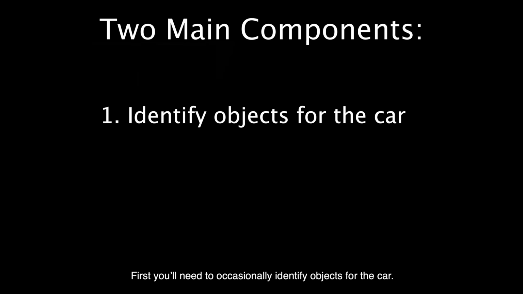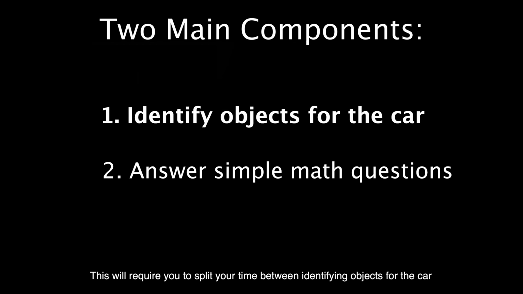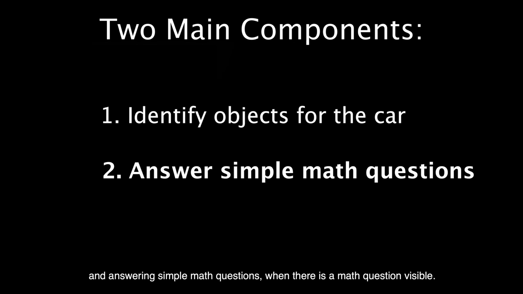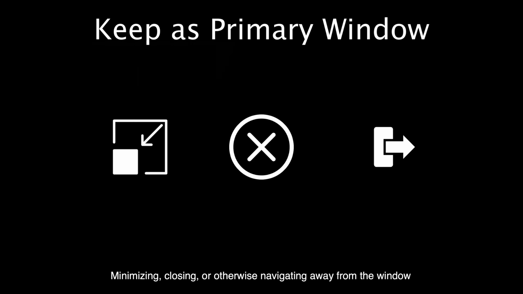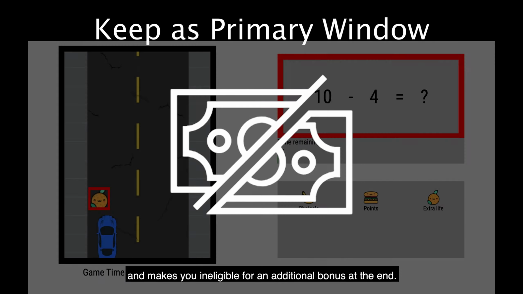First, you'll need to occasionally identify objects for the car. Secondly, you'll sometimes be asked to answer simple math questions. This will require you to split your time between identifying objects for the car and answering simple math questions when there is a math question available. Please keep this game as your primary window throughout the task. Minimizing, closing, or otherwise navigating away from the window invalidates the data from your task and makes you ineligible for an additional bonus at the end.